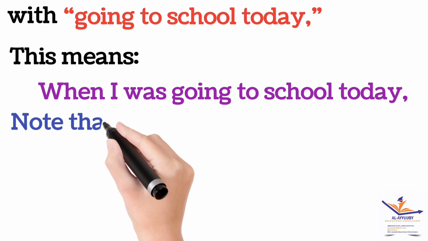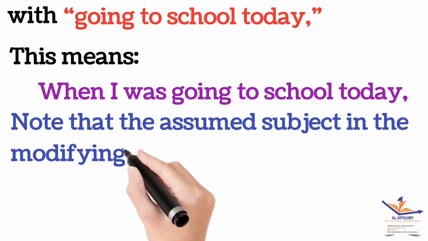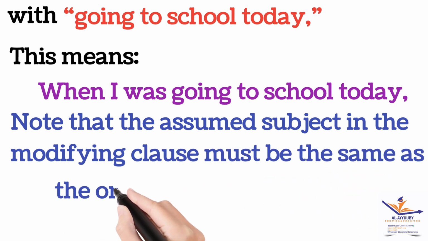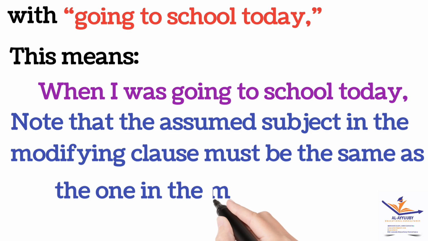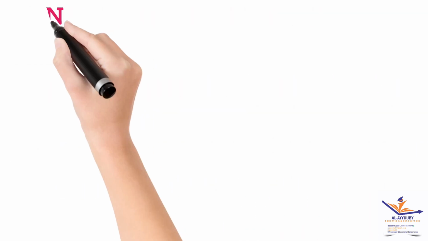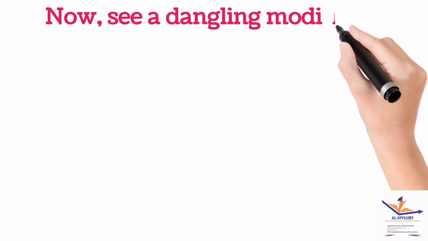This means when I was going to school today, I met my old friend. You now notice that we assume that there is a subject in going to school today, and that is I. It is the same as I in I met my old friend. It is the same thing. Now, see a dangling modifier.